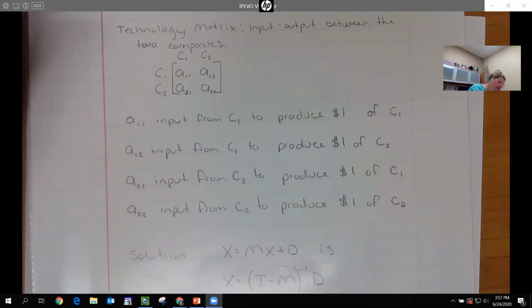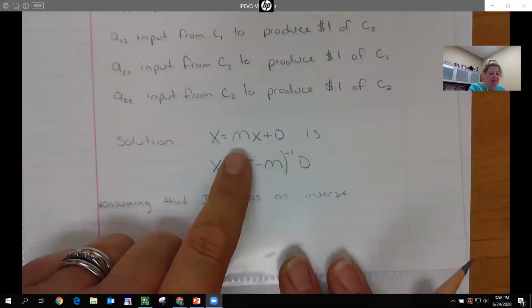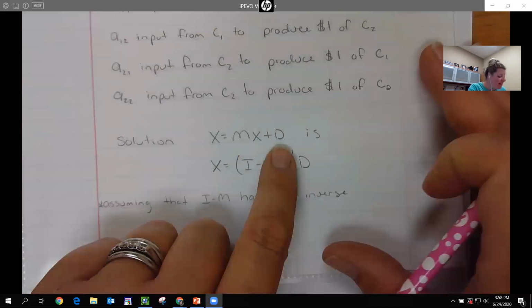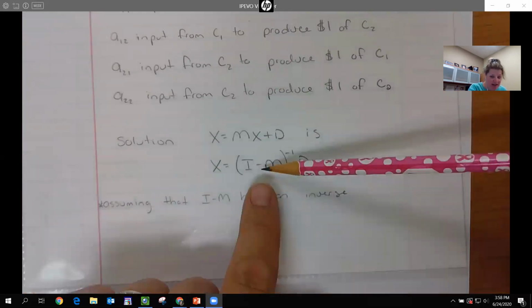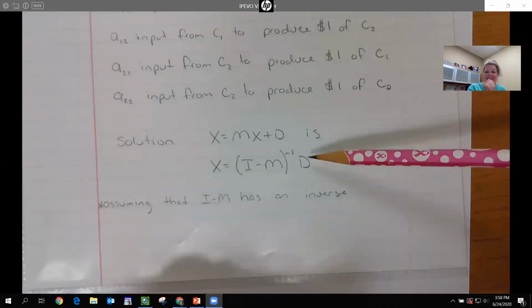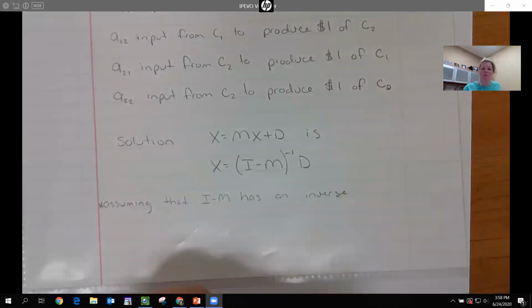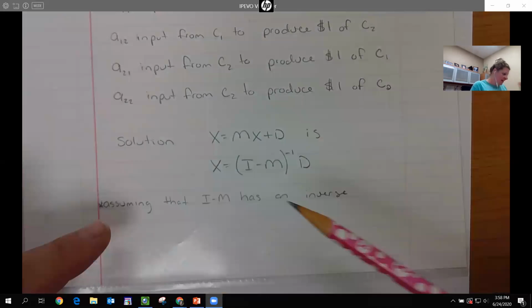You have a couple questions similar to this, where this comes from. Here's where it gets a little weird: our solution is X equals M times X plus D, which is solved by the identity minus the matrix, do the inverse, times our D. Take a second. It looks way harder than it is. Assuming that this has an inverse as well. Notice that assumption, so pause and write that down.